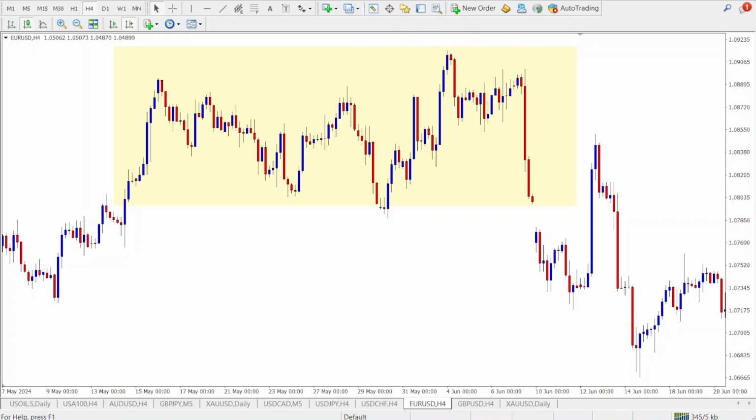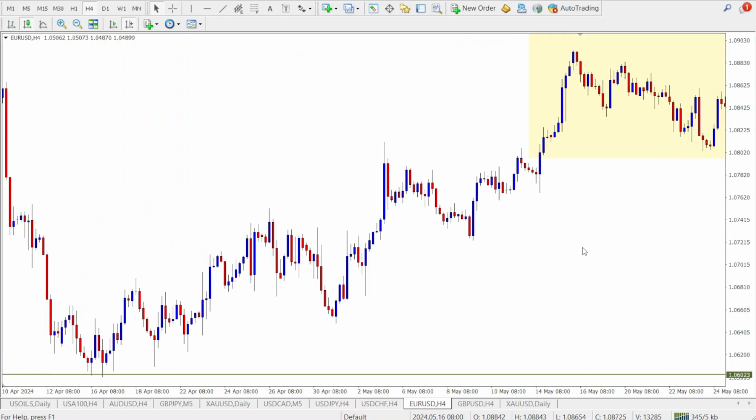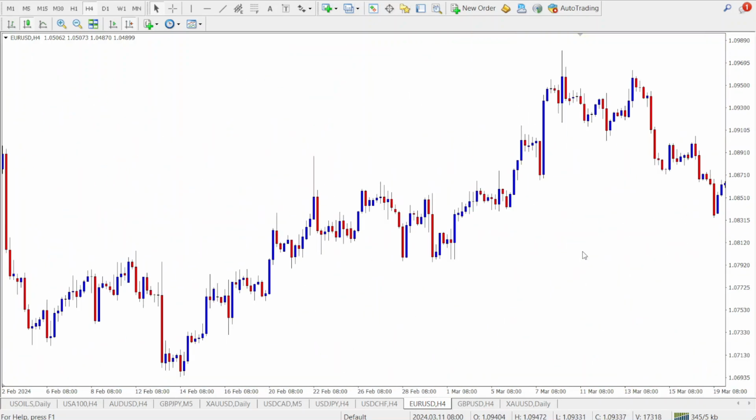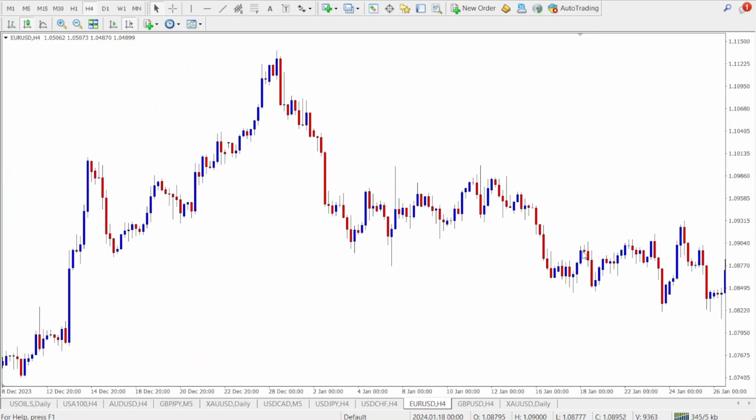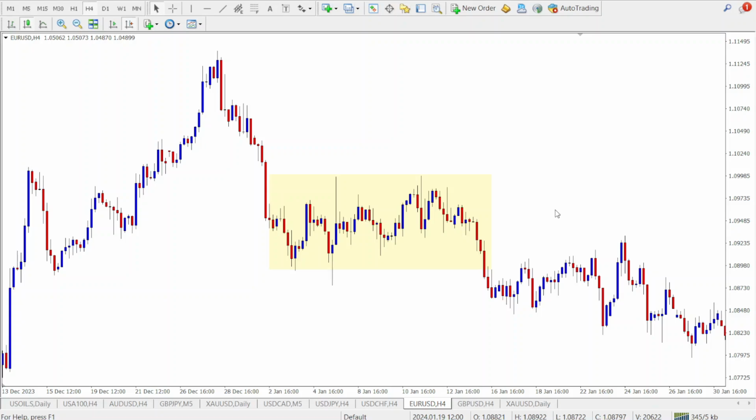The beauty of this strategy lies in how predictable the price movements can be when the market is consolidating. When you can identify a clear price range, you can trade with confidence, knowing that the price is likely to bounce between these key levels. You can see that we actually have multiple consolidation zones. But how do you identify a price range and execute trades within it? That's what we'll be diving into next.